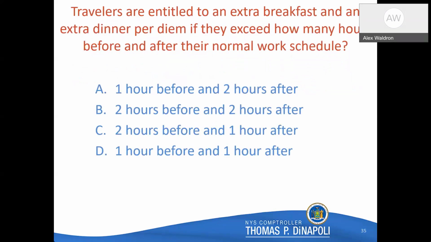Right. Next question. So travelers are entitled to an extra breakfast and an extra dinner per diem if they exceed how many hours before and after their normal work schedule? All right, seeing a lot of A's. Great. Your guys' participation is awesome here. We appreciate it. So yeah, A is the correct answer. So 1 hour before and 2 hours after. Travelers are eligible for an extra breakfast meal allowance if they have to leave at least 1 hour before their normal work start time. And then travelers are eligible for an extra dinner meal allowance if they return from their business trip at least 2 hours later than their normal working time.